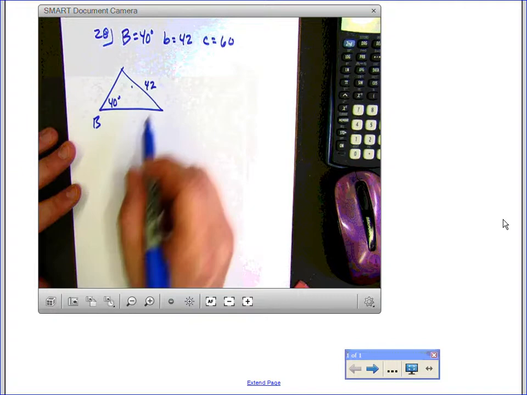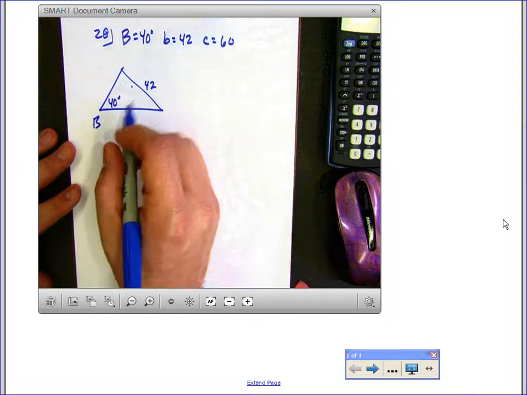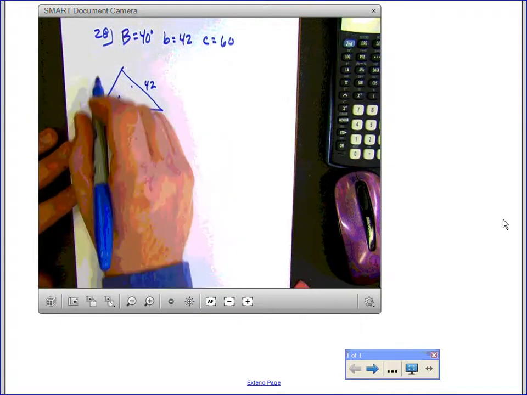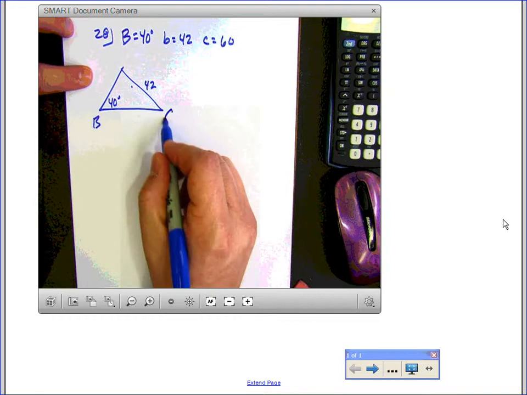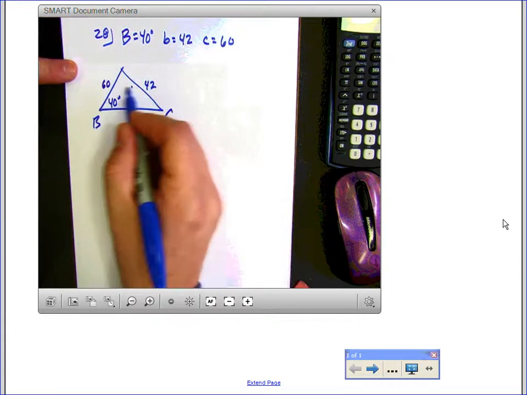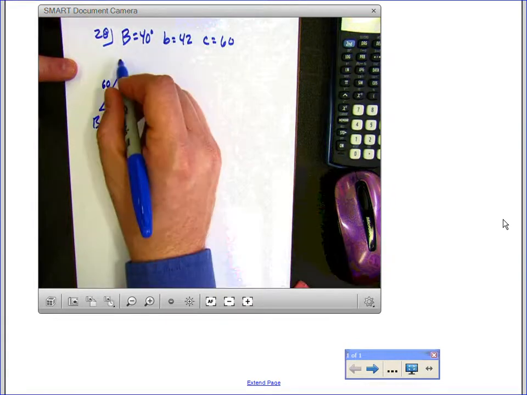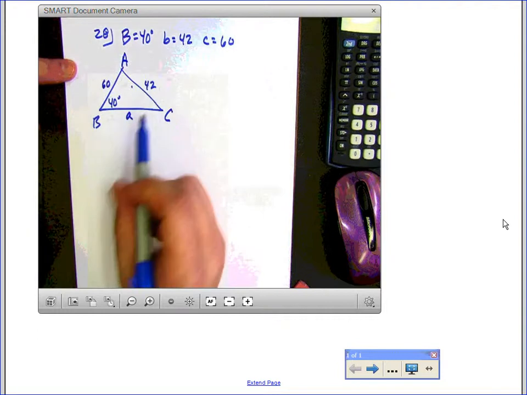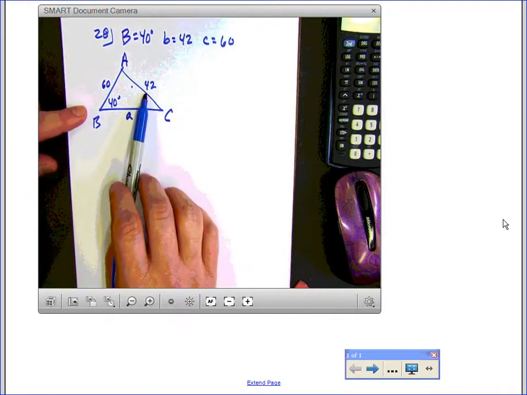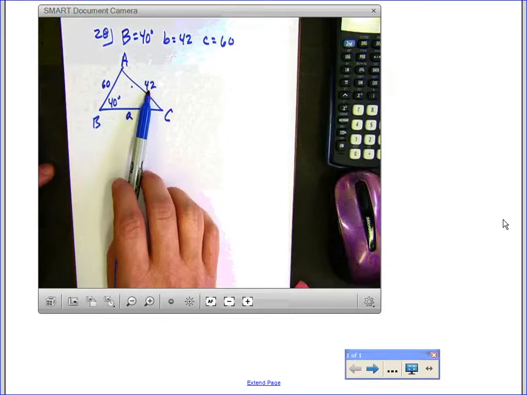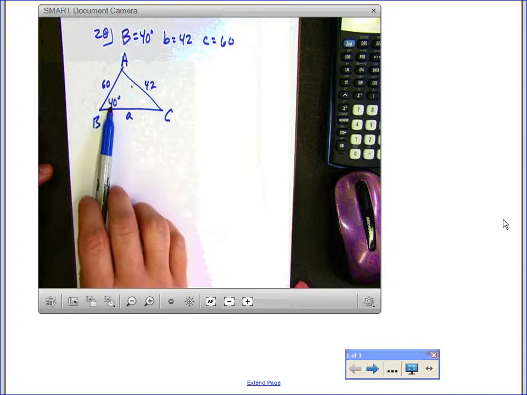All right, where'd you put your C at? This one? Okay. So this will be C. Little C is 60. This will be A. And little A. So the biggest side is not across from that acute angle. That means that I got to compare this to 60 times sine of 40.